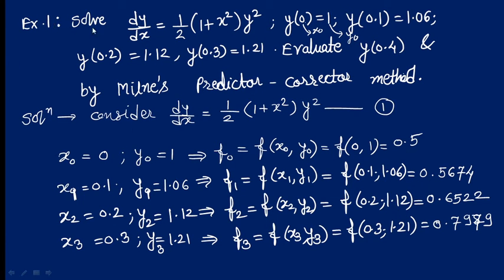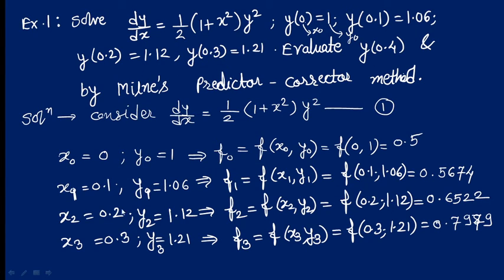Now we discuss a problem. Here solve dy by dx equal to this expression. y of 0 is given, y of 0.1, y of 0.2, y of 0.3 are given. Evaluate y of 0.4. For this we need four values which are less than 0.4, that means 0.3, 0.2, 0.1 and 0. All these values are already given in the problem. Therefore, we start the solution directly from the second step. If these values are not given, then we apply the Taylor series method and find out these required consecutive four values.